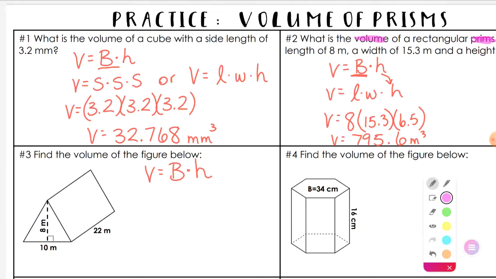What does capital B stand for? Area of the base shape. So where should my eyes go when I'm talking about my base shape, Haley? To the triangle. Highlight the triangle. My base shape is a triangle. So what am I going to substitute in place of capital B? Base times height divided by 2. And then we still have times height of the prism.